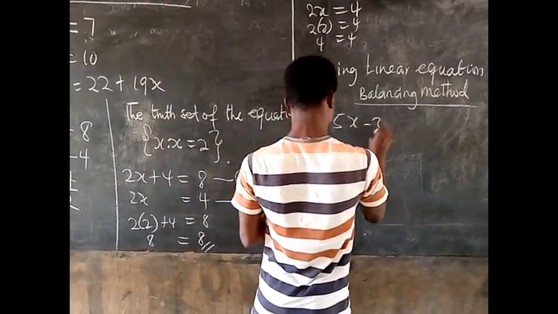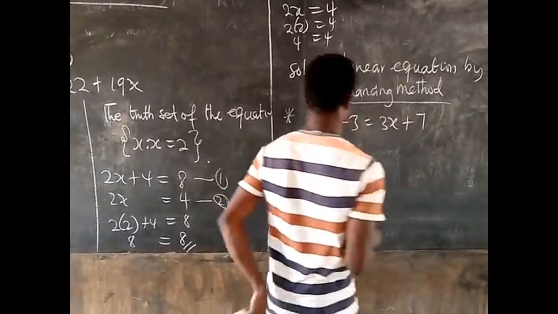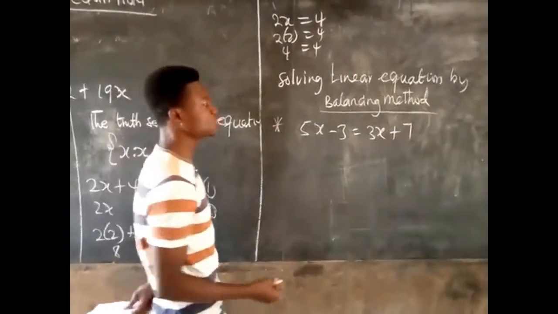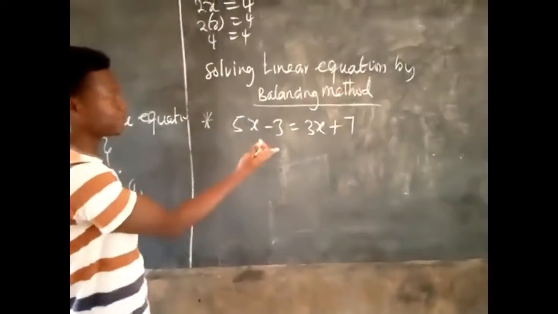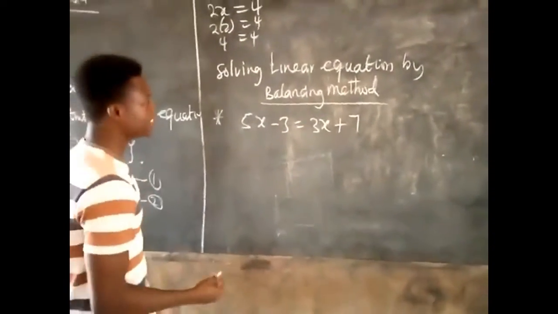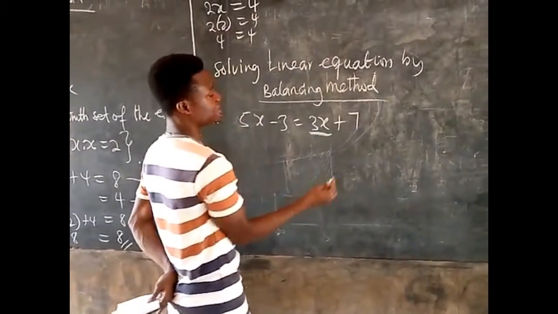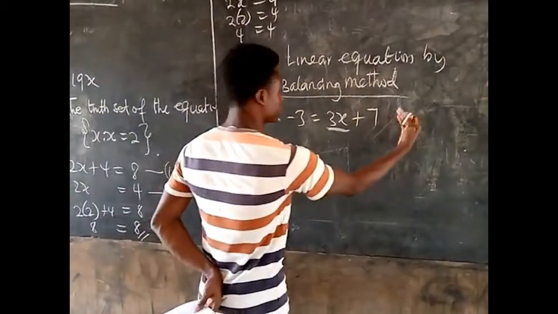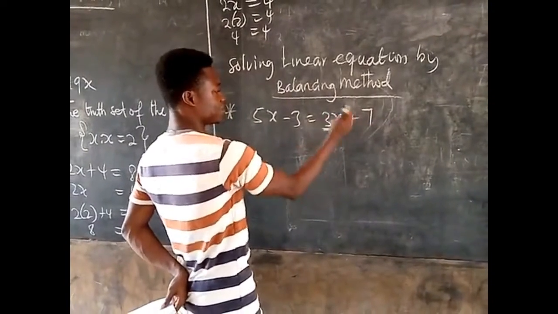5x minus 3 is equal to 3x plus 7 here. In the balancing method, all that we need to do is eliminate some of the numbers from the equation. So with this, we want to eliminate 3x from the equation. What do we do? We subtract 3x from this equation, and then the 3x will go away.